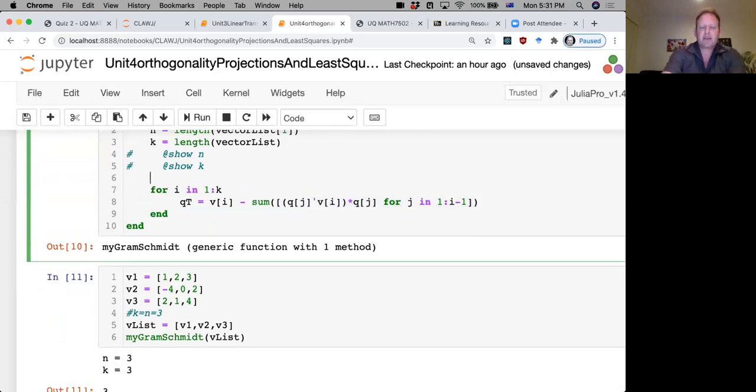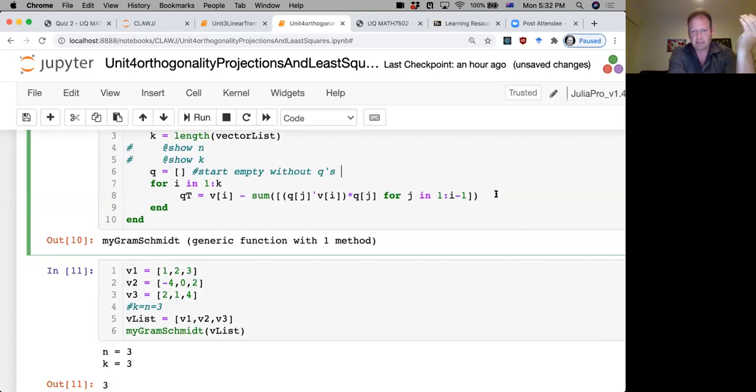But of course, q doesn't exist. So let's create q. Just write it like that. Let's make it an empty list, so start empty. We could also have initialized it with zeros, etc. Let's just start empty.